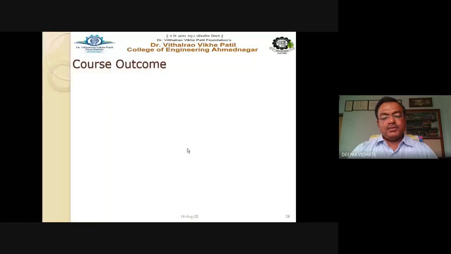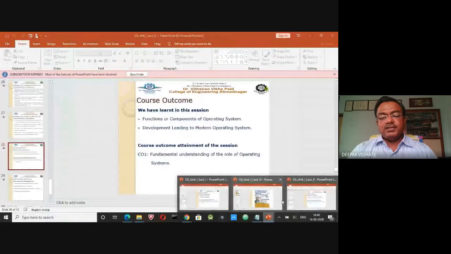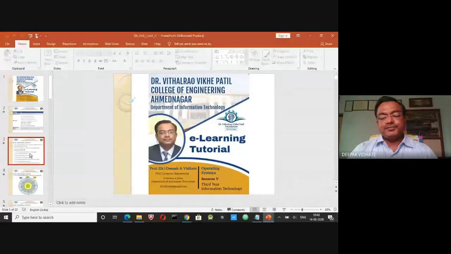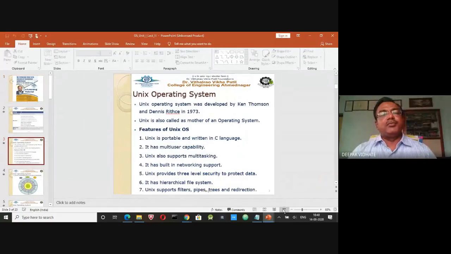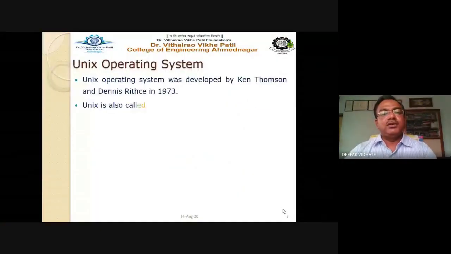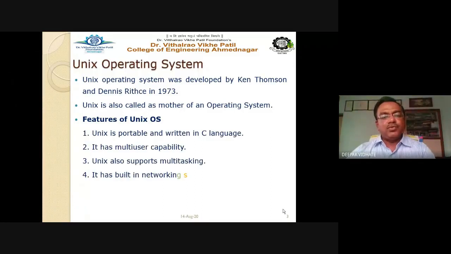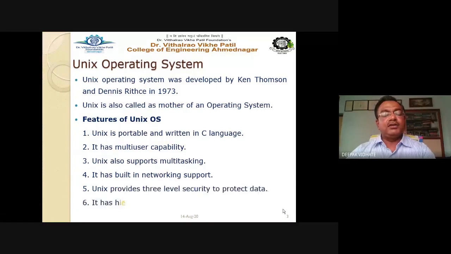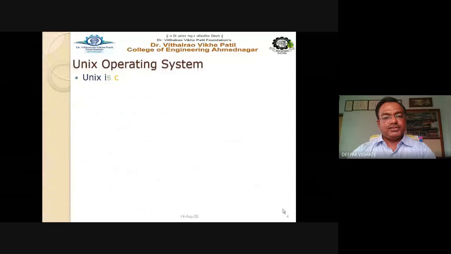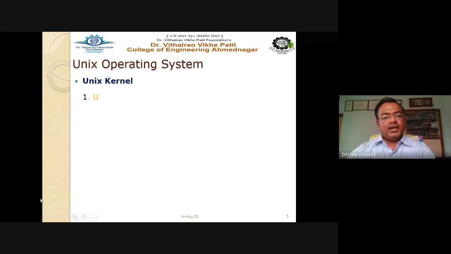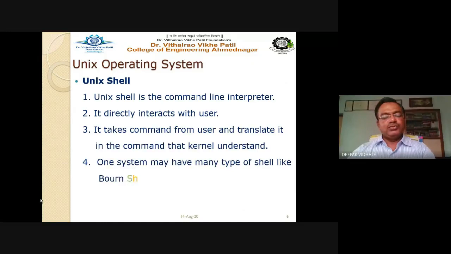And in the last lecture, we have seen the Unix operating system. Unix is called the mother of operating systems. Why? Because it is the first operating system, and the entire code of Unix is written in the C language, so it is very easily portable. It has multi-user, multitasking capability. Networking features are also available, and we also saw the hierarchical system in Unix. So the basic architecture of the Unix operating system, the Unix kernel, the features of the kernel, and the shell of the Unix operating system.